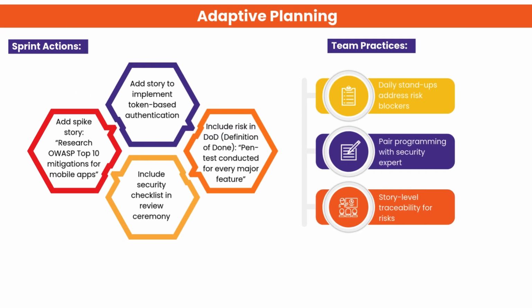During sprints, teams take specific actions to manage security and technical risks. Examples include researching vulnerabilities, adding authentication features, and including security steps in the definition of done. Teams also adopt strong practices such as daily stand-ups to resolve blockers, pairing with security experts, and ensuring each user story clearly traces associated risks.